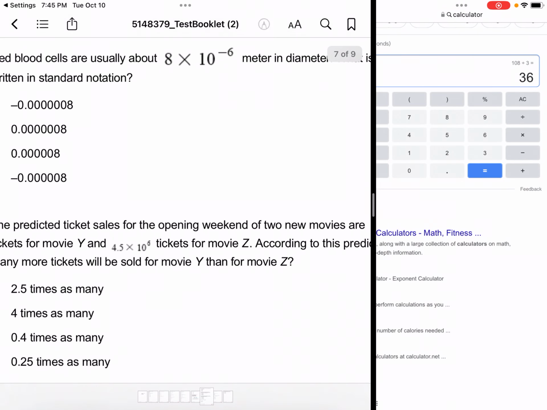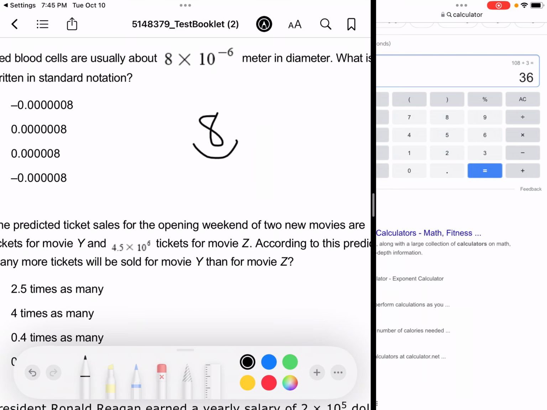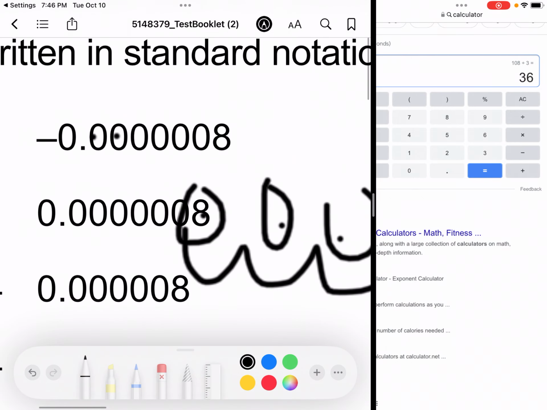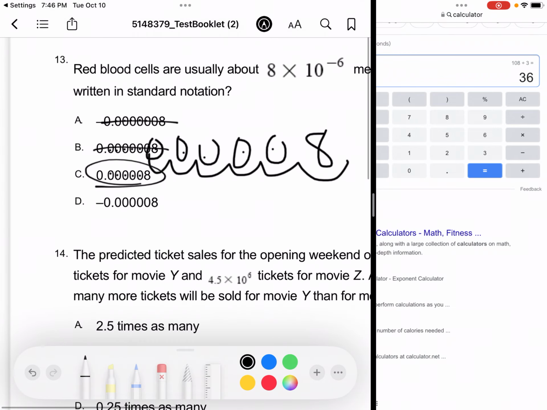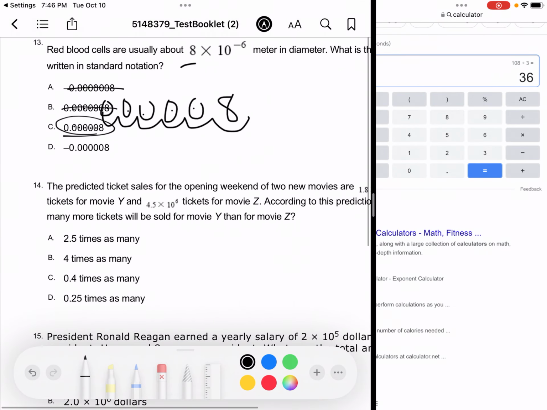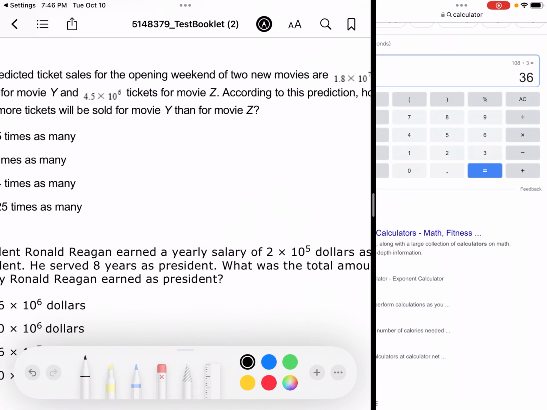All right, we have 8. 1, 2, 3, 4, 5, 6. So that's 1, 2, 3, 4, 5 zeros. That's too many. That's too many. 1, 2, 3, 4, 5. Okay, and the number is not negative. The number's positive. It's just telling you it's a really small number.